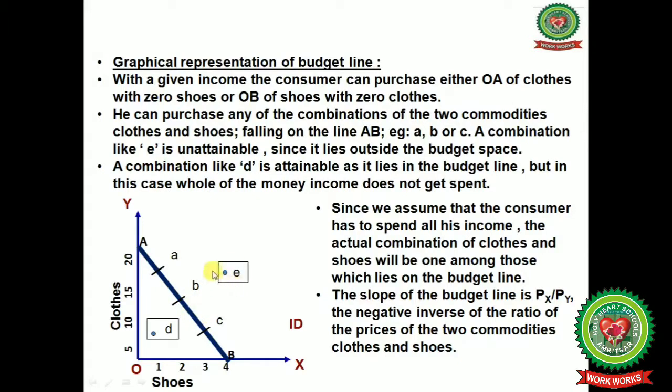A combination like E is unattainable because the consumer has to pay extra for the purchase of this combination, since it lies outside the budget line. And the combination like D is attainable, but it is not according to our assumption that the consumer has to spend all his income. Here at this point the consumer has a surplus. So the actual combination of clothes and shoes will be among those which lie on the budget line, that is the A, B and C points. The slope of the budget line is the price of X commodity divided by the price of Y commodity, the negative inverse of the ratio of the prices of the two commodities, that is clothes and shoes.